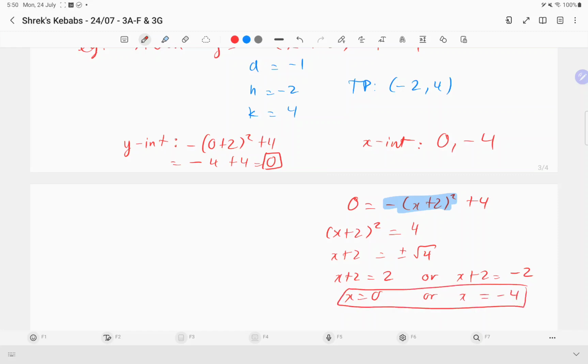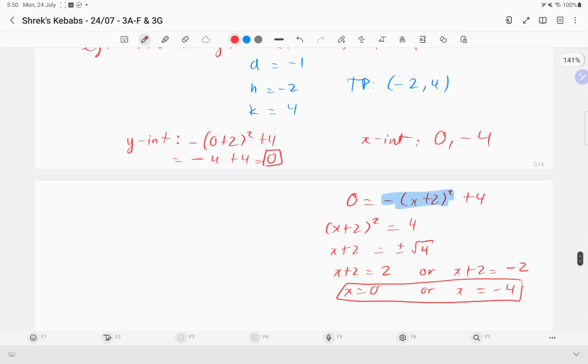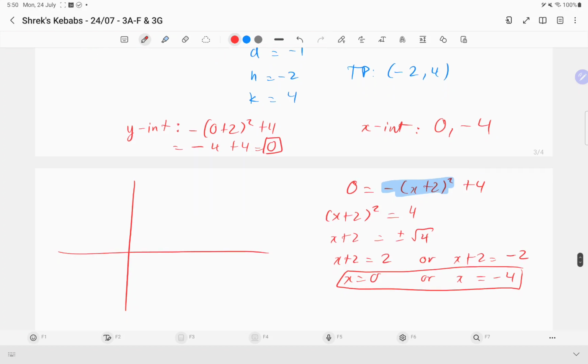Okay, so let's sketch that. Is this a normal parabola? No, it's concave down. Yes, it's concave down.